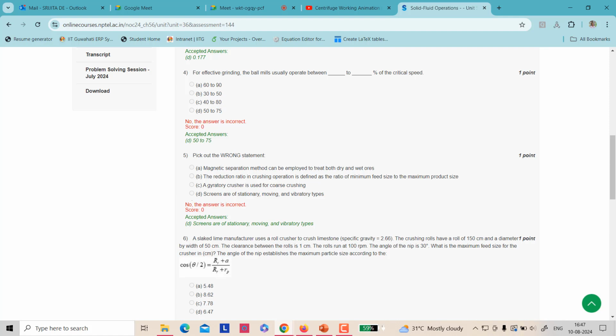Screens generally are stationary and vibratory types. Moving screens, I don't know, maybe, but it is not very normal. I think stationary and vibratory can be said true, but moving screens, I think it is wrong. It's okay, ma'am.